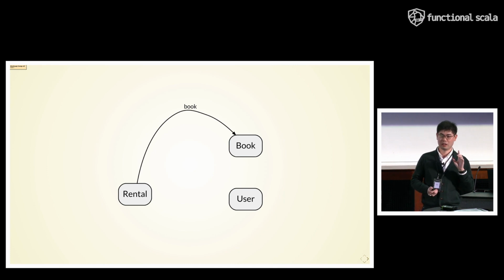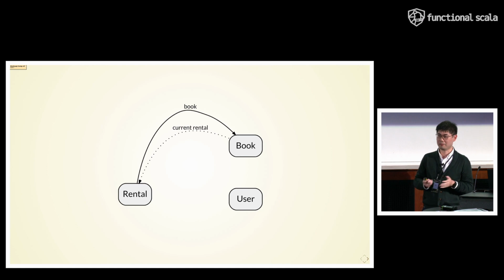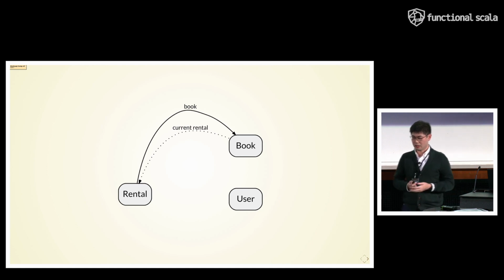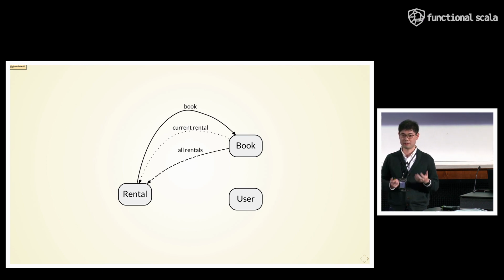There is a current rental that is an optional relation going from a book to rental, because a book can be rented out or not at a given time. I marked it as a dotted line. And there's also all rentals, which is marked as a dashed line. It is a dashed line because it's a many relation. If you have a book, you would have many all rentals, referring to all the past rentals that have happened to the book.